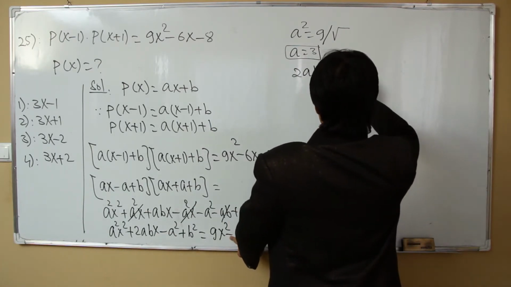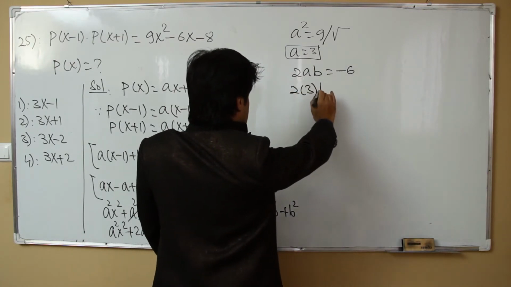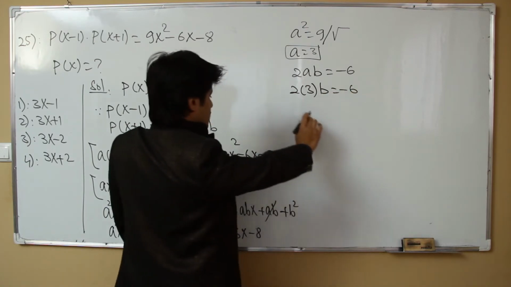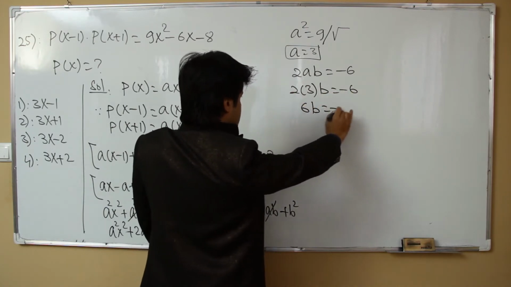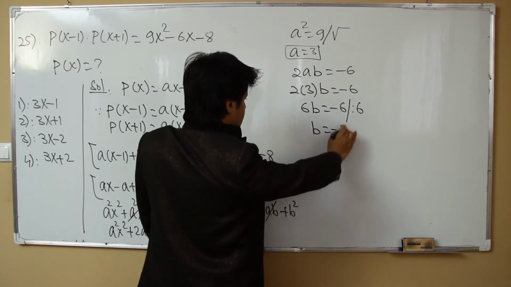Second, 2ab, the coefficient of x, is equal to this coefficient of x, it's minus 6. Now, instead of a, you will have 3 times b is minus 6. So 2 times 3, 6b, it's minus 6. Divide both sides by 6, so you will have b equal to minus 1.